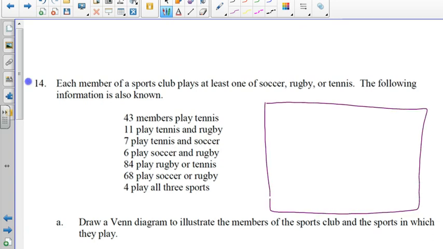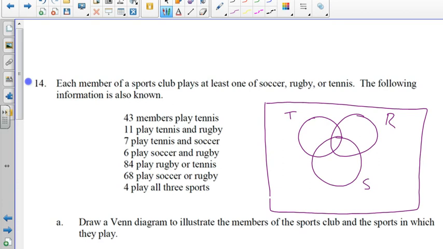We'll give you the diagram so that I'm not looking at all the different arrangements that you could possibly do, right? And so we're gonna go with tennis and rugby and soccer.